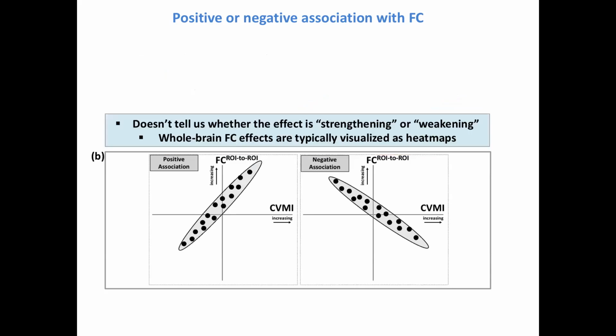But this positive or negative direction does not tell us if the correlation is getting stronger or weaker. It just tells us the direction of the change, but an effect can have a positive slope, and that can either weaken a correlation or strengthen a correlation. In addition, the whole brain connectivity effects are typically visualized as heat maps. And if we could project these whole brain effects onto the brain surface, that might be more helpful in terms of interpretation, as well as finding hotspots showing greater effects.